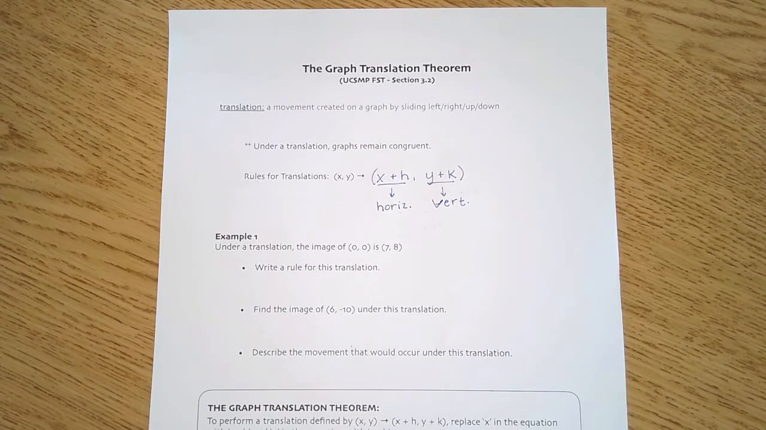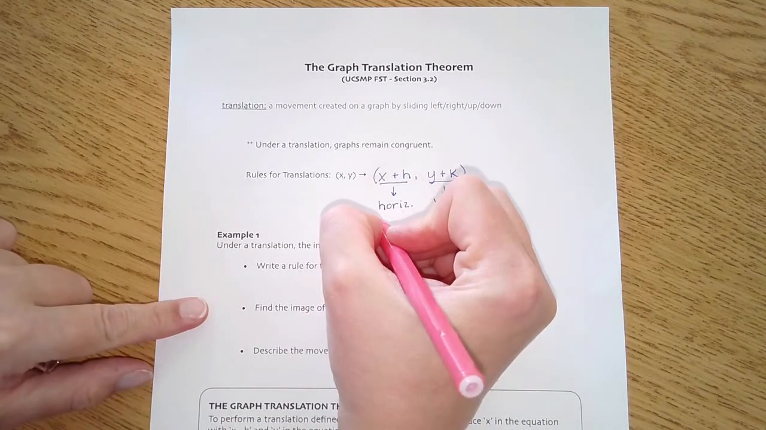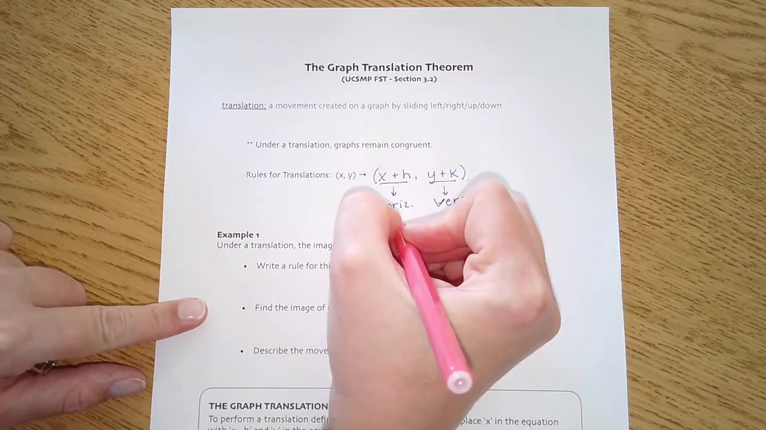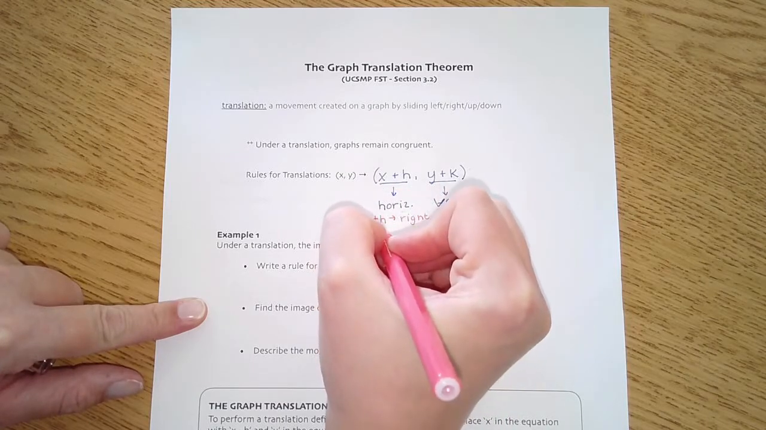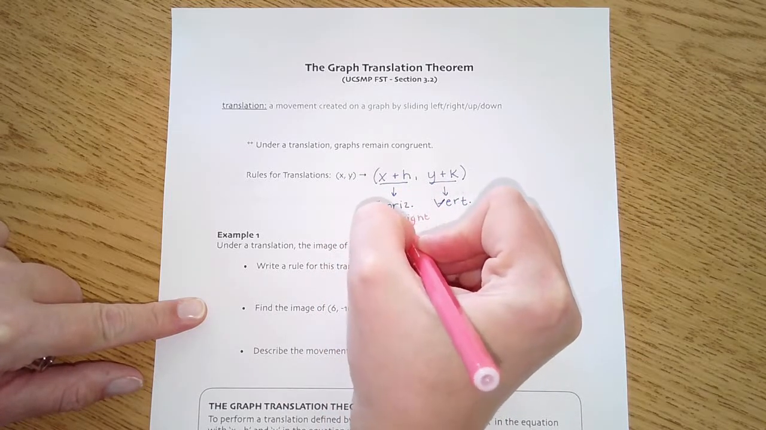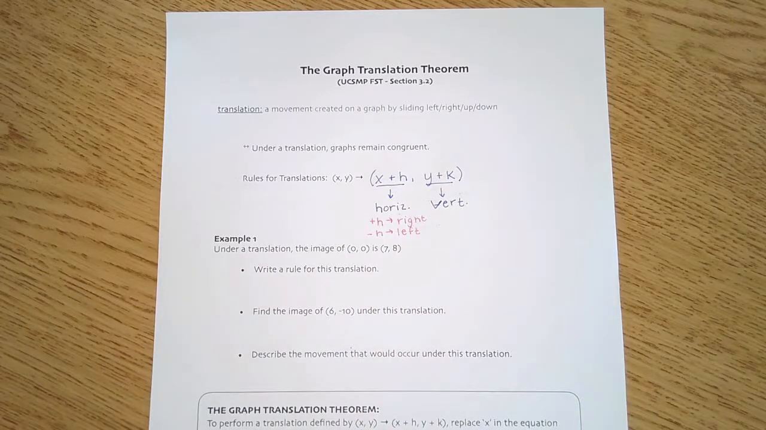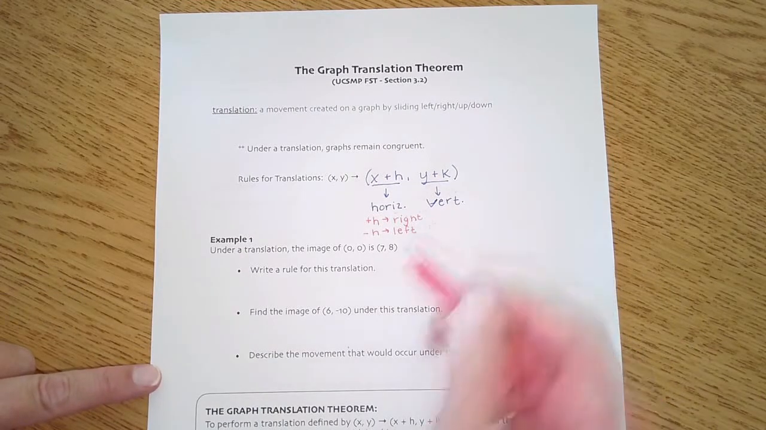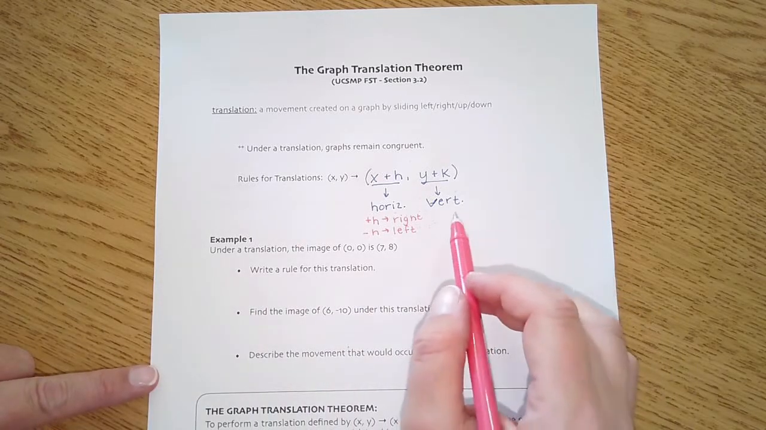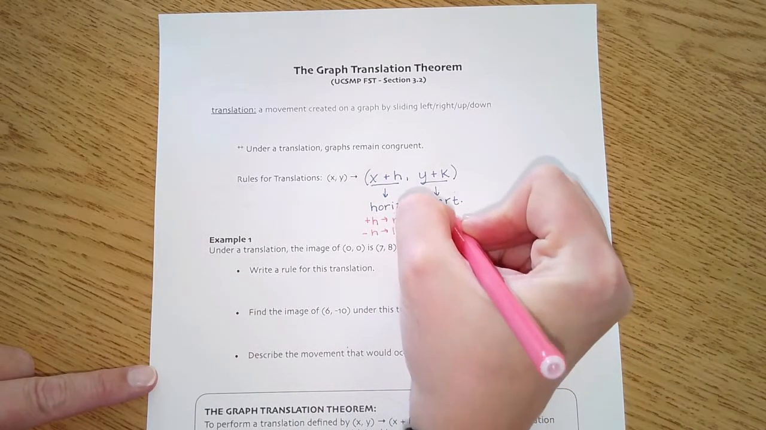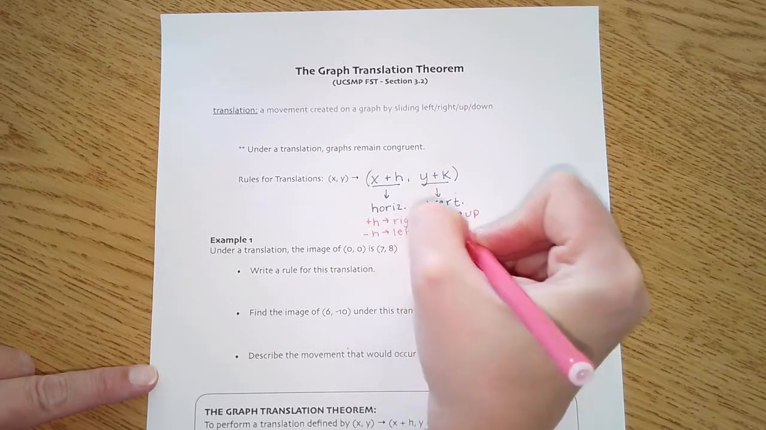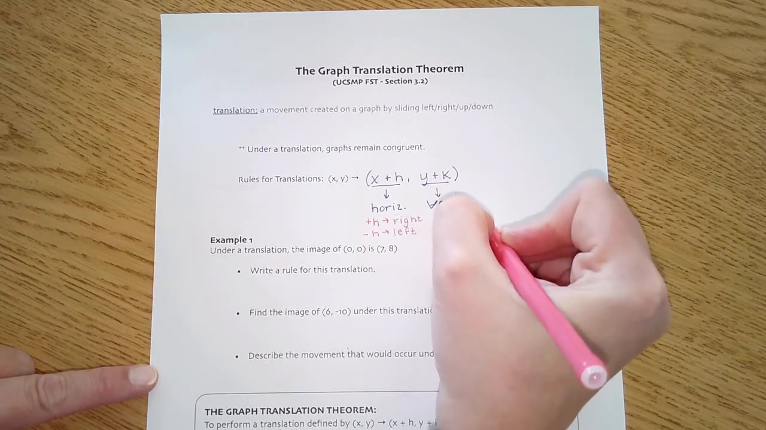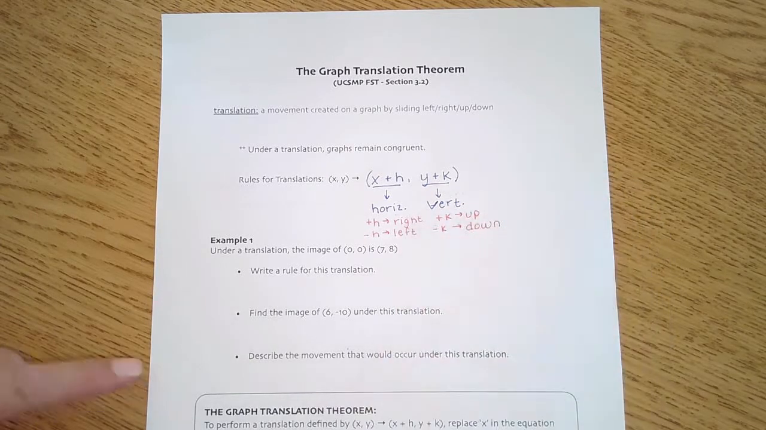We should also point out that when that h value is positive, we're going to be moving to the right. And when the h value is negative, we're going to be moving to the left. That should make sense to you because that's how it works on a graph, right? Positive values go to the right, negative values go to the left. When we're talking vertical, the positive k values are going to be moving up, and the negative k values will be moving down. Again, that's how a graph works. Positive y values move up, negative y values go down.